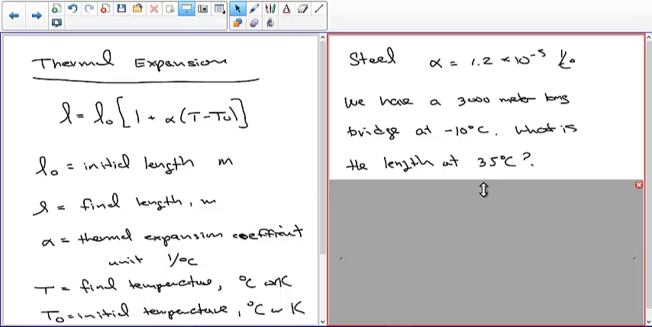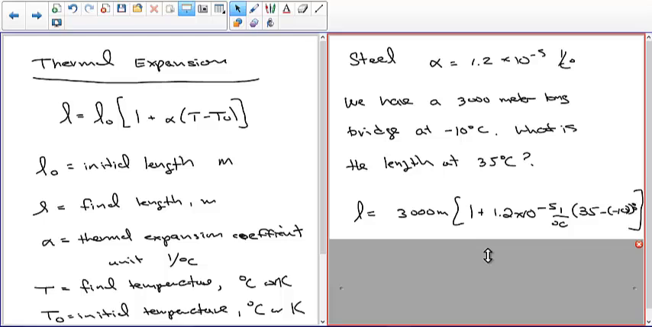So, okay, it's as easy as it looks. All you have to do is take the length, L, that's your initial length, and multiply it by 1 plus alpha, which is given here, times 35 minus 10. And you don't have to worry about converting it to absolute temperature, because all we're talking about here is temperature difference. So whether you're measuring temperature difference in Kelvin or in C, you still get the same temperature difference.